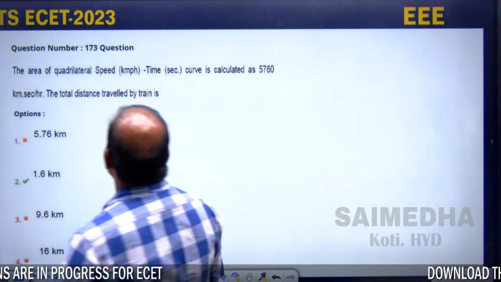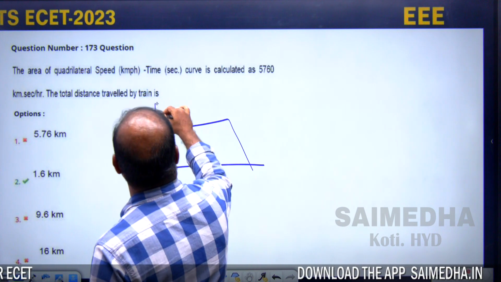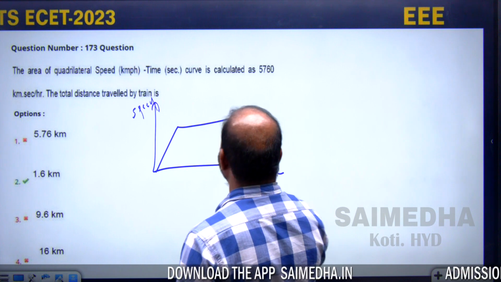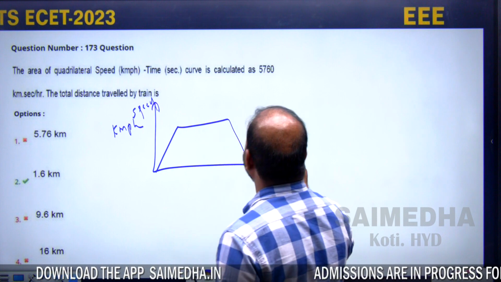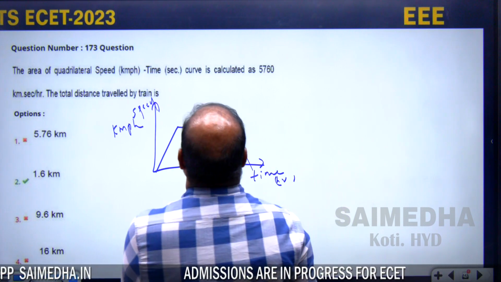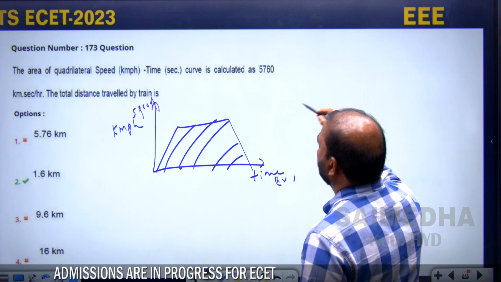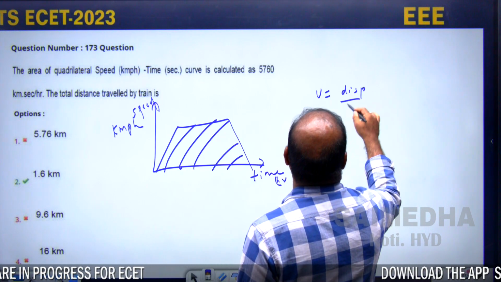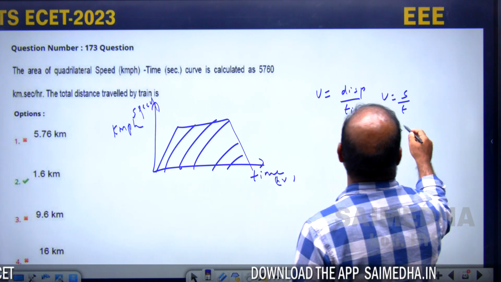The area of the quadrilateral speed-time graph. For a traction system, for a train, speed is given in terms of kilometer per hour, and time is generally in hours or seconds. The area is already given here. You know that velocity is displacement by time, so V is equal to S by T. Then S is equal to V into T.